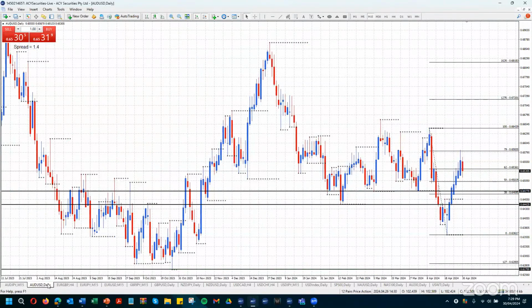Okay, Aussie. A lot nicer price action on the Aussie. It's quite perfect in its formation at the moment. 79% retracement of the monthly range for this month. Monthly high and low. It just got to the 79% level yesterday and then sold off. I got short up there, and we've already had a day down.